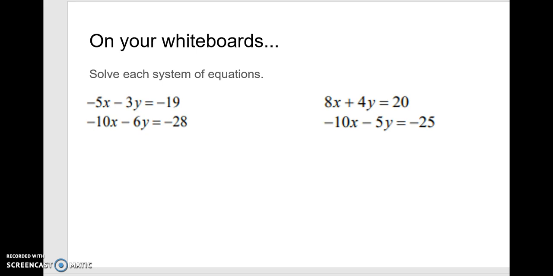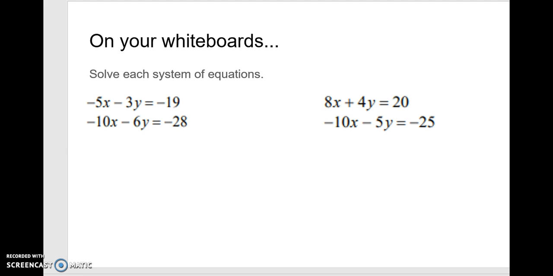Okay, hopefully that was enough time for you guys to be able to get to your answers. The first one you should have ended up with, depending on how you did your work, I ended with a 0 equals 10. Obviously 0 does not equal 10, so that would be a no solution. So the first one should have been no solution.